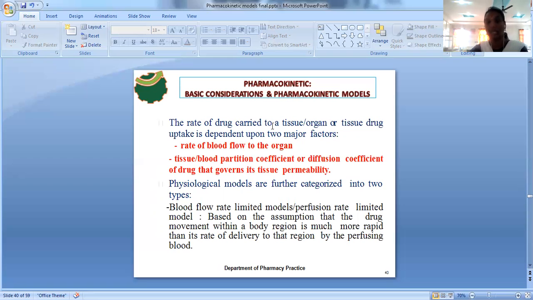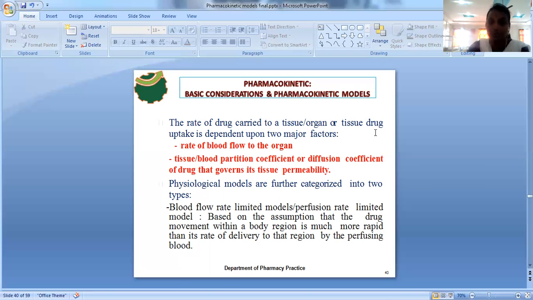The rate of the drug carried to the organ or tissue, nothing but the rate of distribution of the drug to the particular organ or tissue, mainly depends upon two factors. The first factor is the rate of blood flow to the particular organ. The second factor is partition coefficient. That means once the drug is absorbed and reaches the blood, it depends on the drug characteristic whether it can partition with the tissue or not. If the drug is not capable of partitioning with the tissue, the distribution will not take place. That means greater the partition coefficient, greater the distribution.